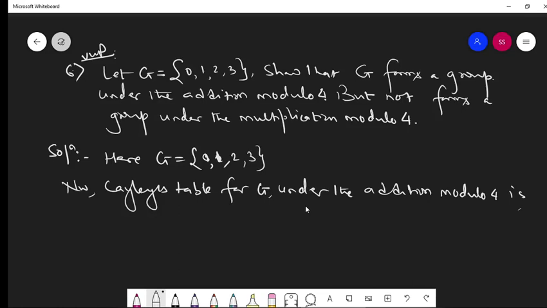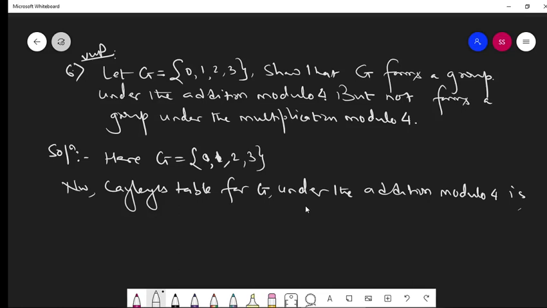Sometimes you may have confusion about how products are. That is, if a, b belongs to G, then a asterisk b belongs to G. This is plus 4, addition modulo 4. You can write the operation. If you have confusion, you can write. We can see the operation of any two elements of G under the addition modulo 4. You can manage this. Otherwise, it is okay.